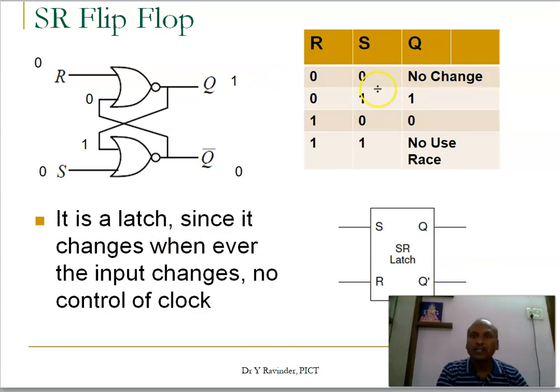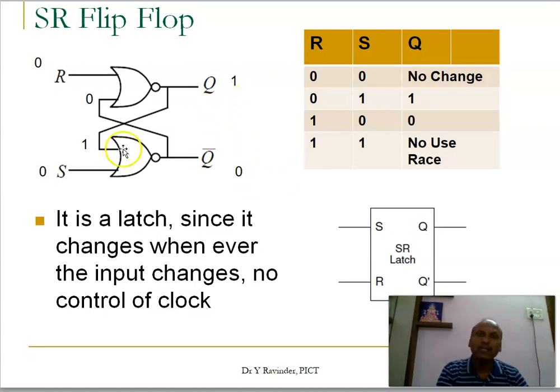If I combine the truth table, you can see this. When both are 0, the output will not change. When R is 0, S is 1, the output will be set. When R is 1, S is 0, the output will be reset. And when both are 1, 1, there will be no use, or it is called a race condition, or we will never attempt to make R and S both 1 in this SR latch.